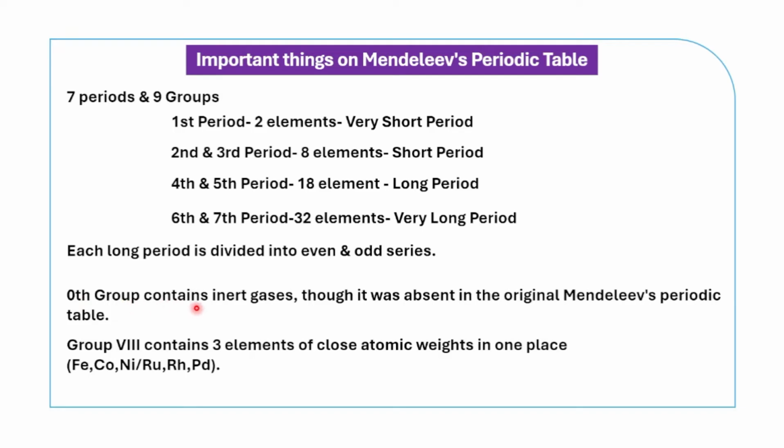The zeroth group contains inert gases, though it was absent in the original Mendeleev's periodic table. Right now, the inert gases are in group 18, but at that time it was called the zeroth group. Group 8 contains 3 elements of close atomic weights in one place. For example, iron, cobalt, nickel, and ruthenium, rhodium, palladium. These three elements were housed in group 8.